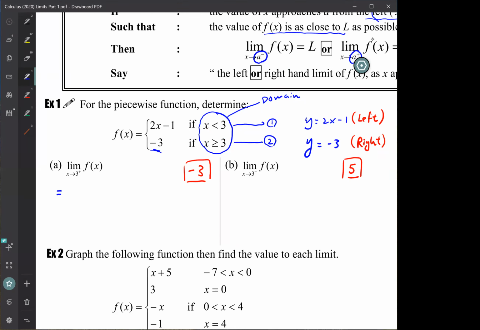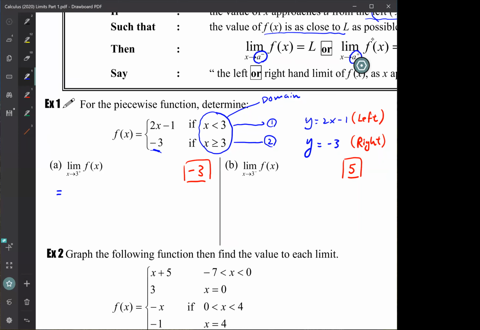The right one. Yeah, the right side, right? Bigger than 3 is the second piece. So that's how you choose the piece, right? You look at the question. You see that it's a little bit bigger than 3. Then you look at the domain. Bigger than 3, it belongs to the second one.